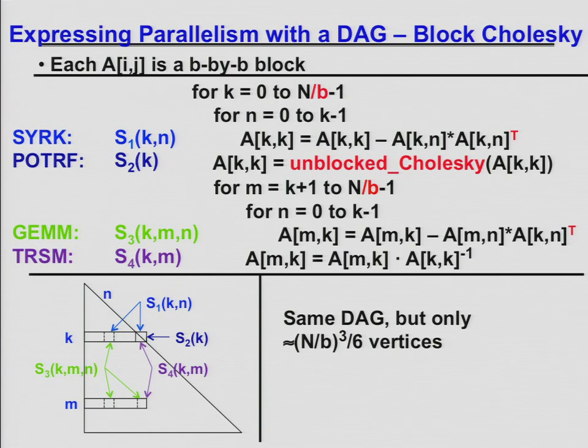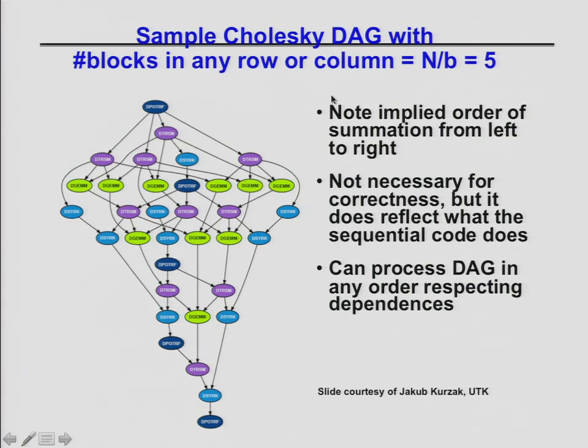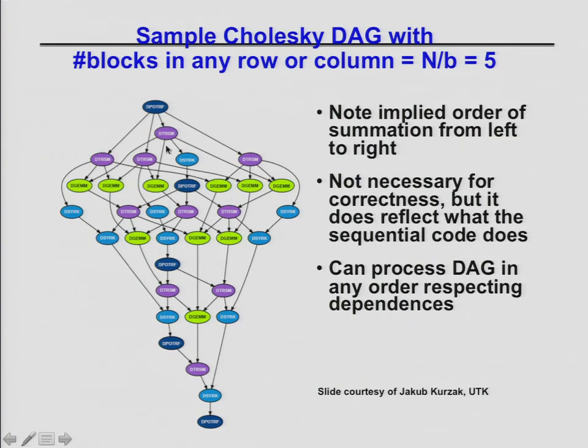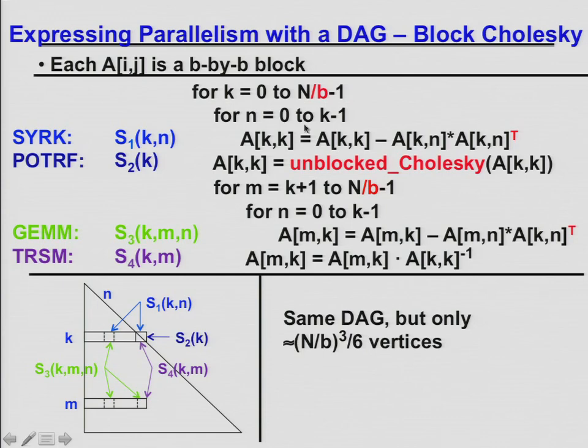So now let me draw the DAG that goes along with this. I'm going to pick B so that n over B is 5. And here's a picture of the DAG of that algorithm. This guy corresponds to, please do Cholesky just on that leading little B by B block. All of these little purple blocks, let me see if I can read that. Let me back up. Those correspond to all of these matrix multiplies.